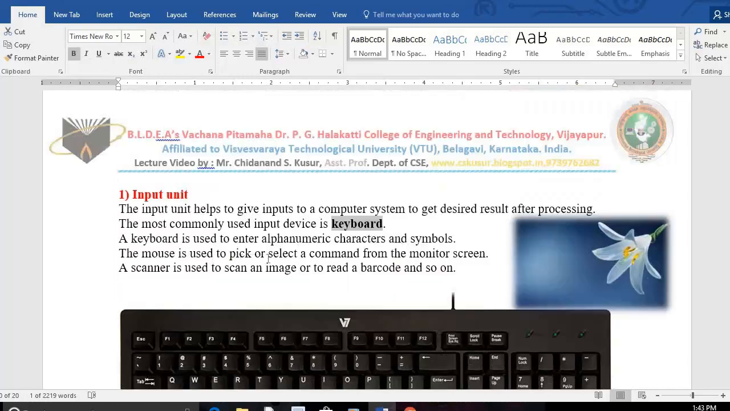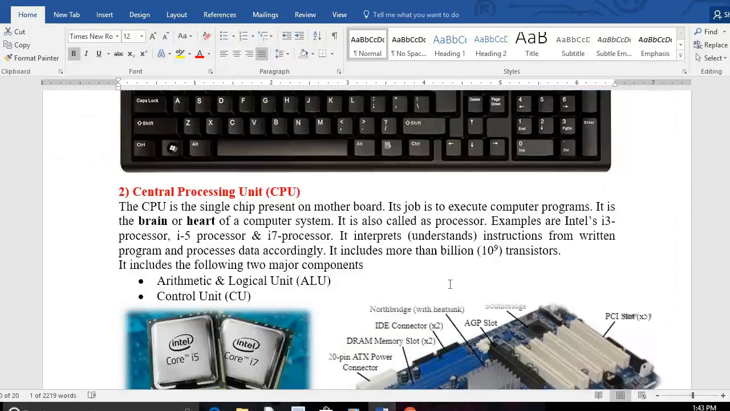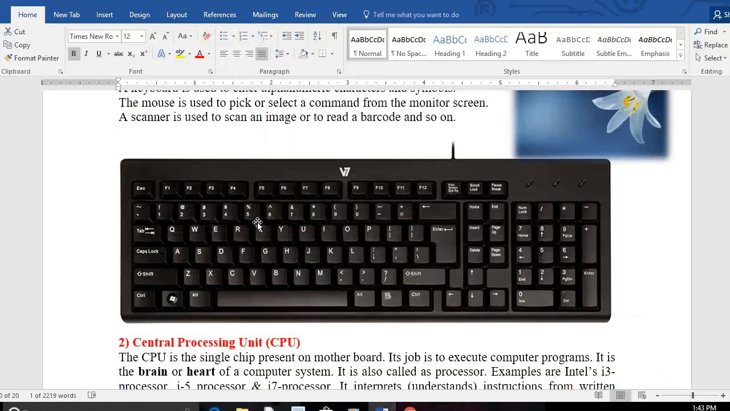The mouse is used to pick or select a command from the monitor screen. A scanner helps us to scan our photograph, and we use a scanner to read the barcode from the product in a shopping mall, and so on. That's all. You can explain the things in your own way. You can also list out the most commonly used input devices.